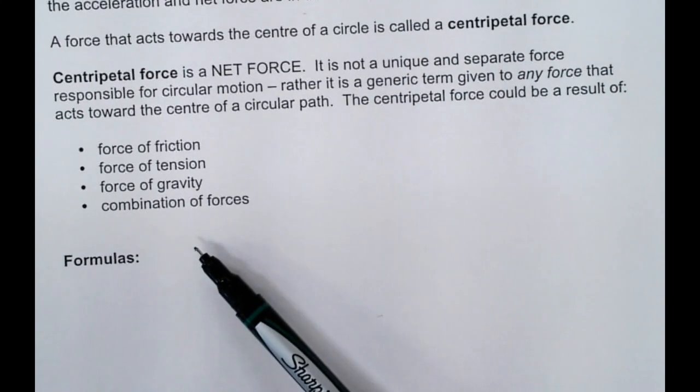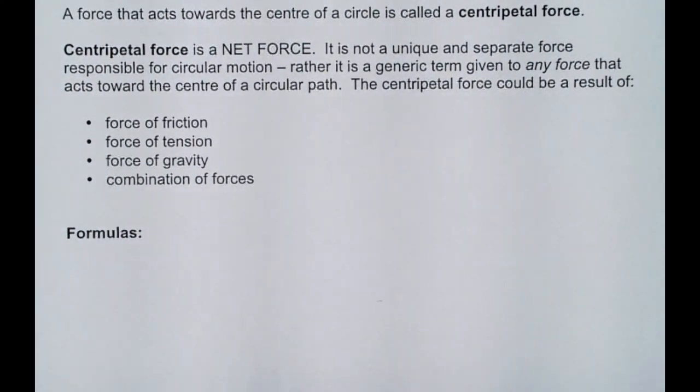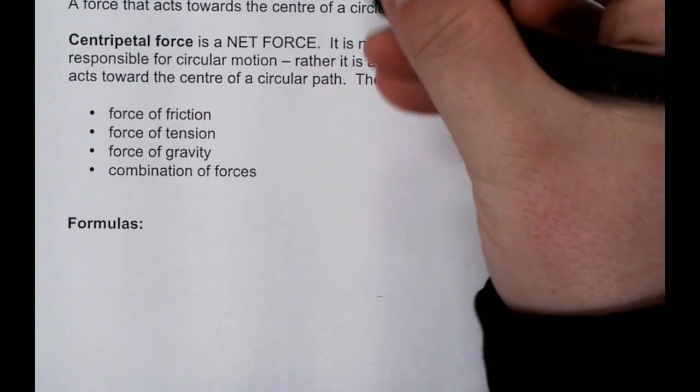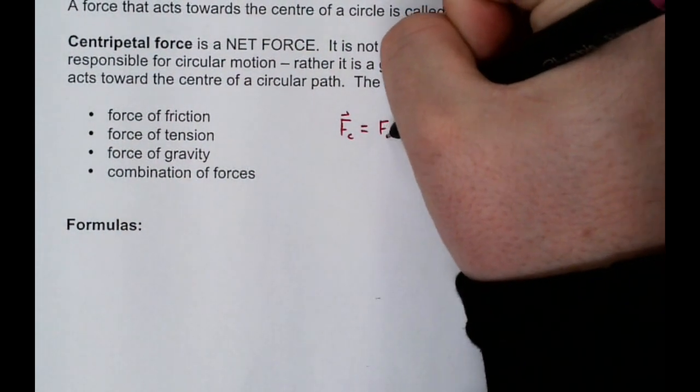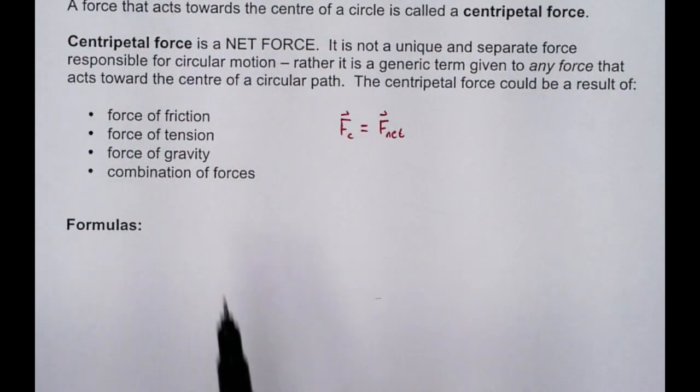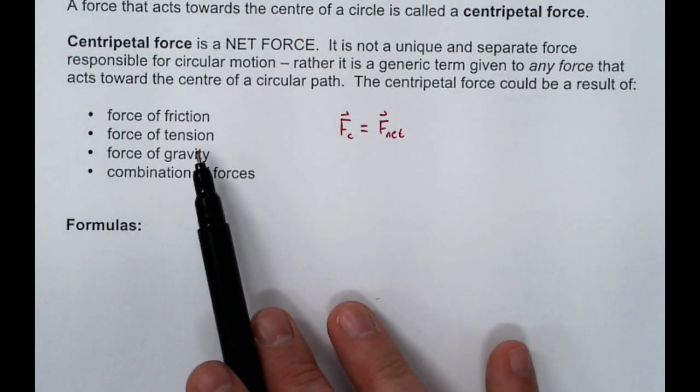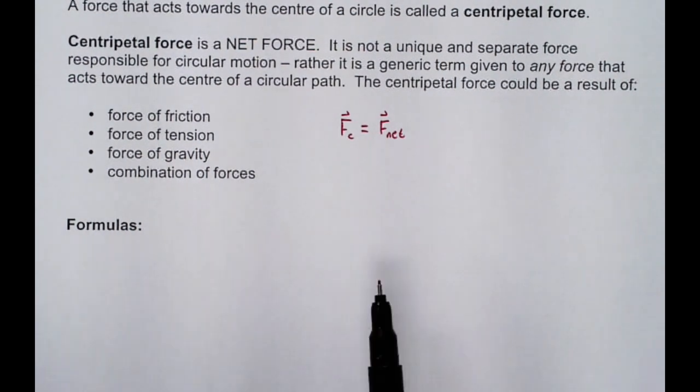So centripetal force is actually a net force. It's not a unique or separate force responsible for circular motion. Rather, it's a generic term given to any force that acts towards the center of a circular path. The centripetal force could be the result of the force of friction, force of tension, force of gravity, or a combination of the forces. Again, centripetal force in circular motion is our net force. It's all the forces acting together that give you your centripetal force.